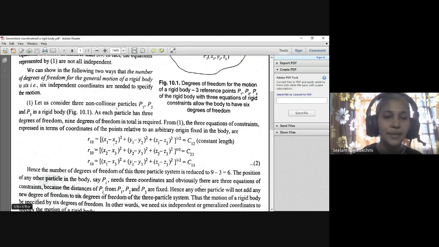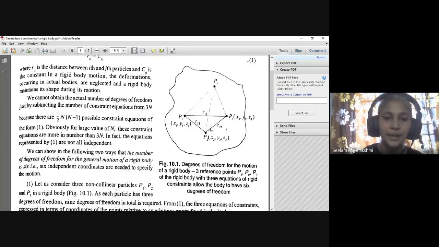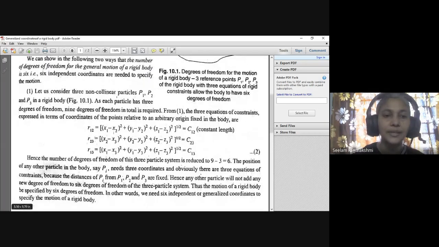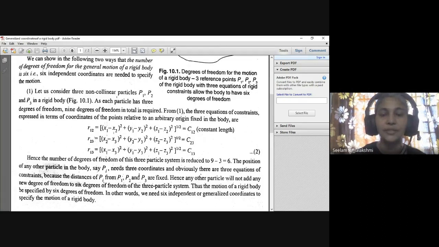So the position of any other particle in the body, say Pi, needs three coordinates, and obviously there are three equations of constraints because the distances of Pi from P1, P2, P3 are fixed here. Actually, at a particular point Pi it needs three coordinates, but the distances from P1, P2, P3 to Pi are fixed distances. Hence, any other particle will not add any new degree of freedom to the 6 degrees of freedom of the three particle system.